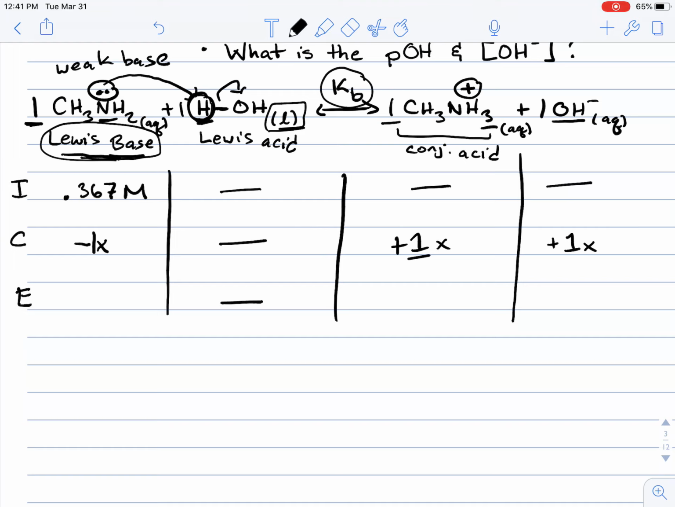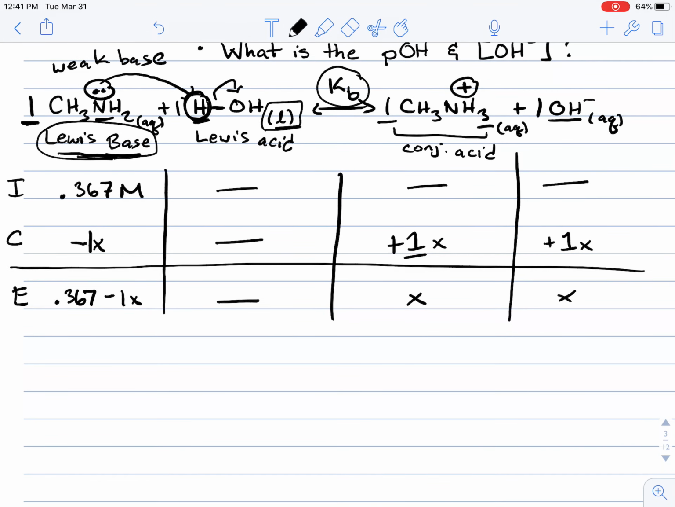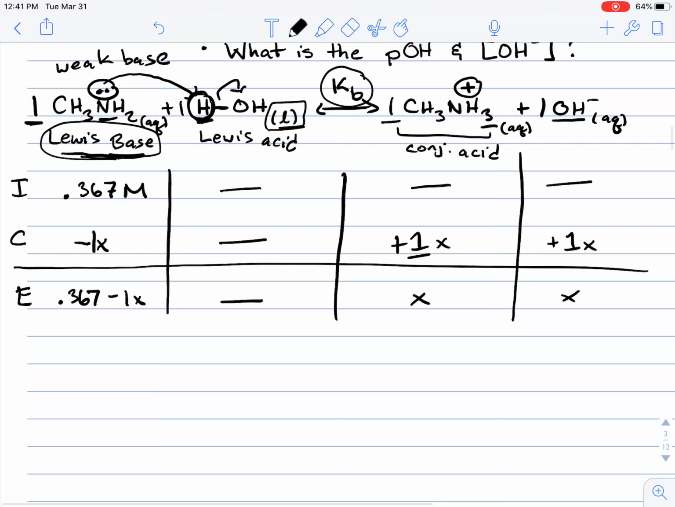Now, for equilibrium, remember we're just going to add downward. And so it's going to be 0.367 minus 1x. And then it's going to be plus x and plus x, plus 1x plus 1x.